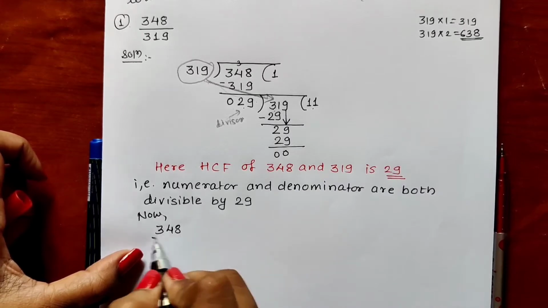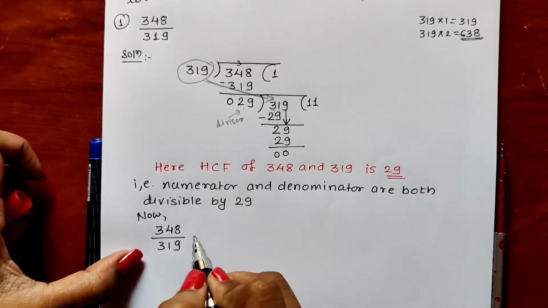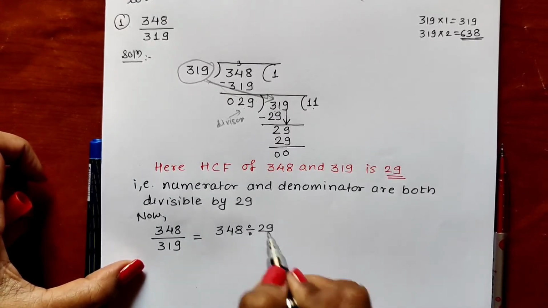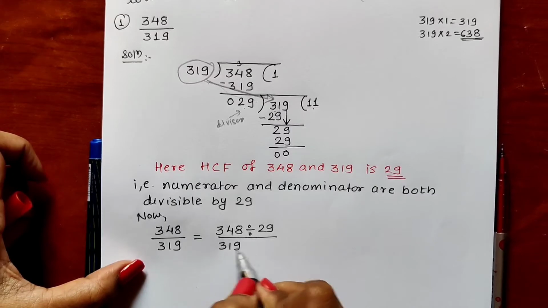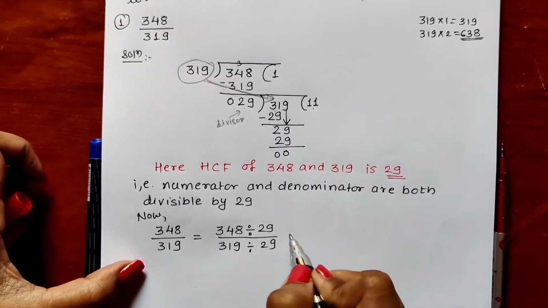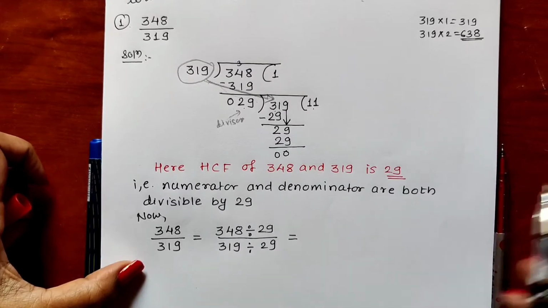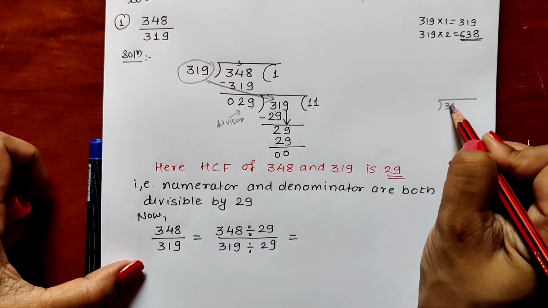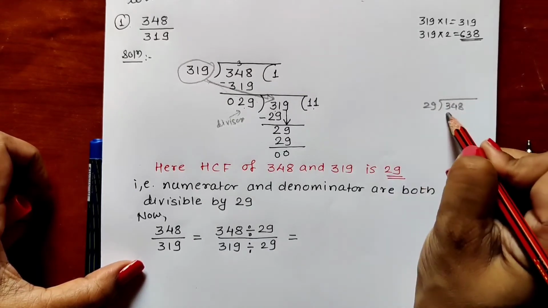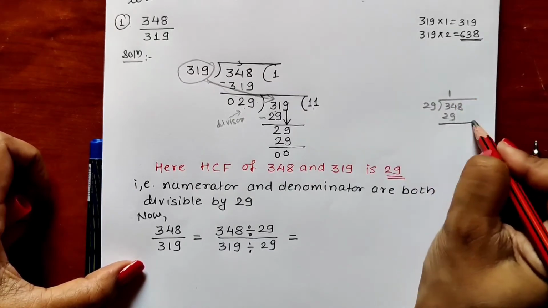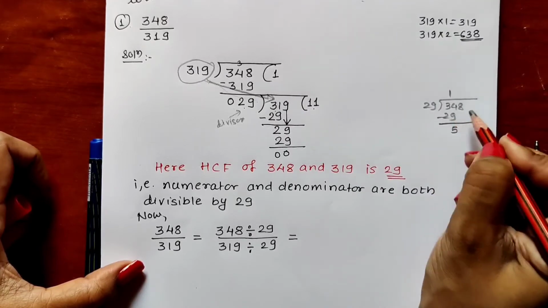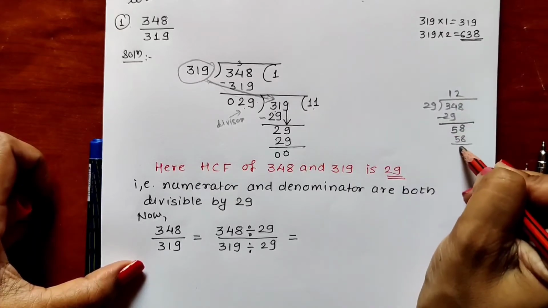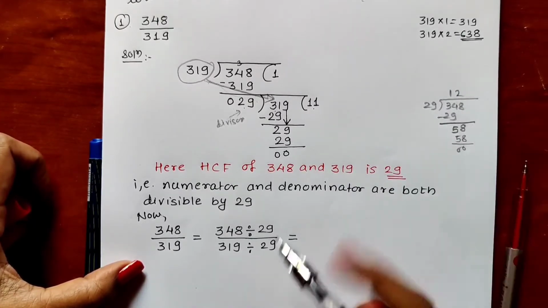(348) upon 319, and then we will divide numerator by 29 as well as denominator also by 29, and then what we will get, if you divide 348 by 29, here I will do the rough work. 348 divide by 29, so we get 29 ones are 29. 34 minus 29 is 5. Here 8 we have to put down. 29 twos are 58. So in this way we get 12.